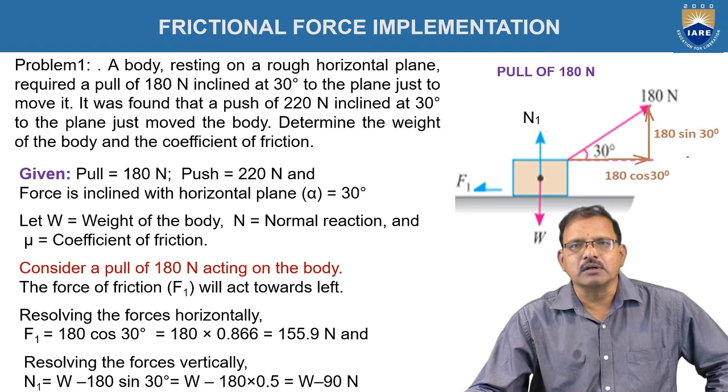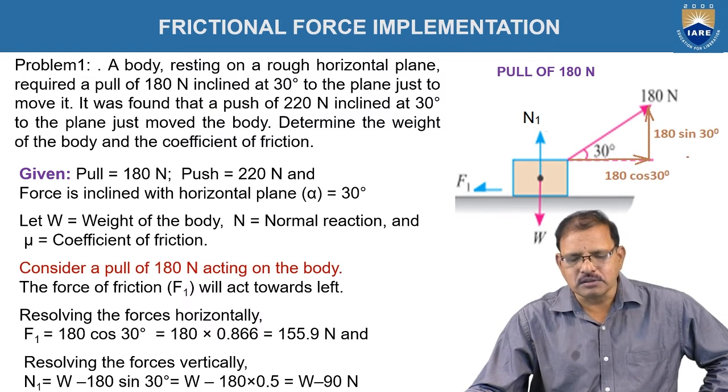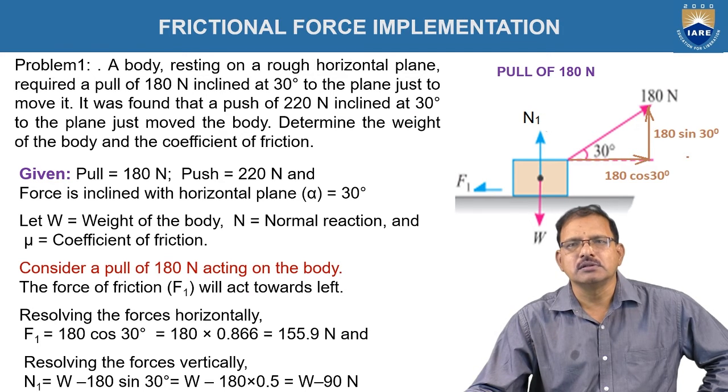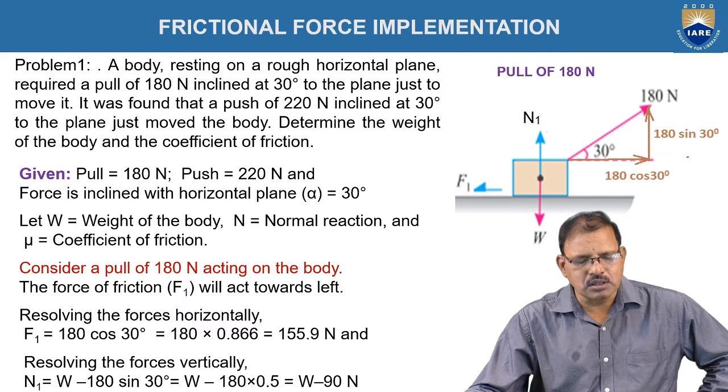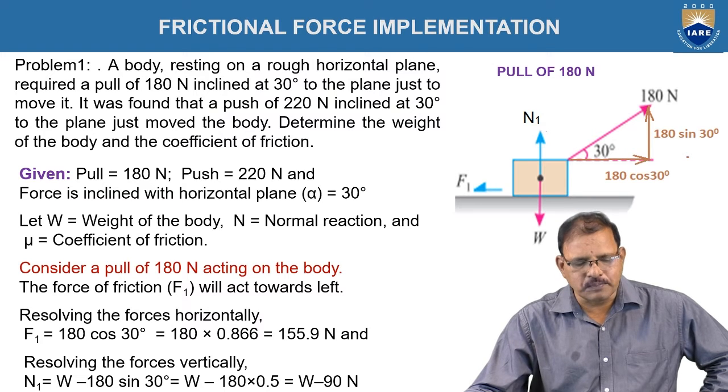Here I am taking one problem now. A body resting on a rough horizontal plane required a pull of 180 newtons, inclined at 30 degrees to the plane, just to move it. It is found that a push of 220 newtons, inclined at 30 degrees to the plane, is required just to move the body. Determine the weight of the body and the coefficient of friction.